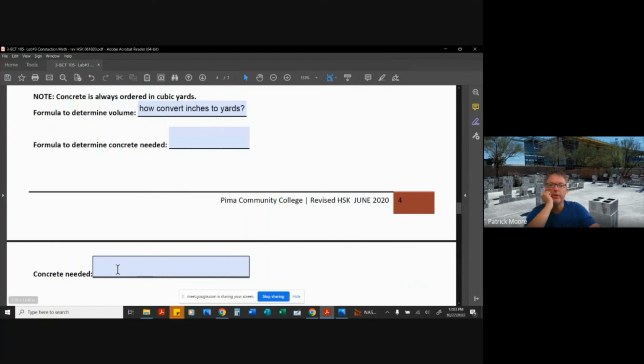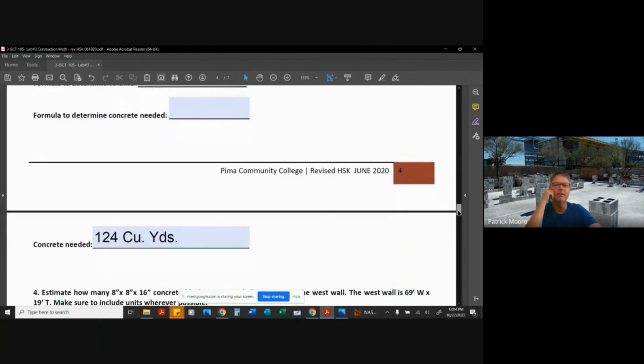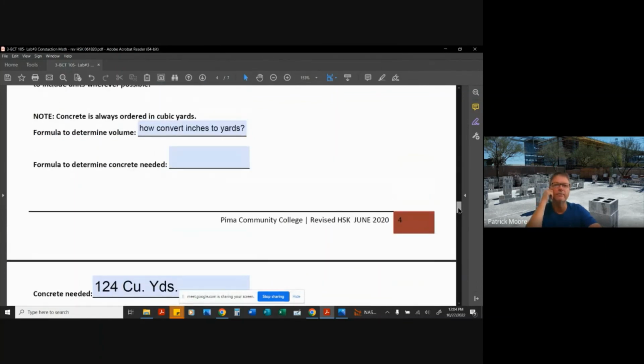So down here is where you put your answer. And again, I would like your answer to be a number. Say it's 1, 2, 3, 4. And I want the answer to be in cubic yards. I want you to put the units, and the units need to be cubic yards because it says right here, concrete is always ordered in cubic yards. When you call up the concrete company and you say you want this many cubic feet or this many cubic inches, they will laugh at you. I don't want them to laugh at you.